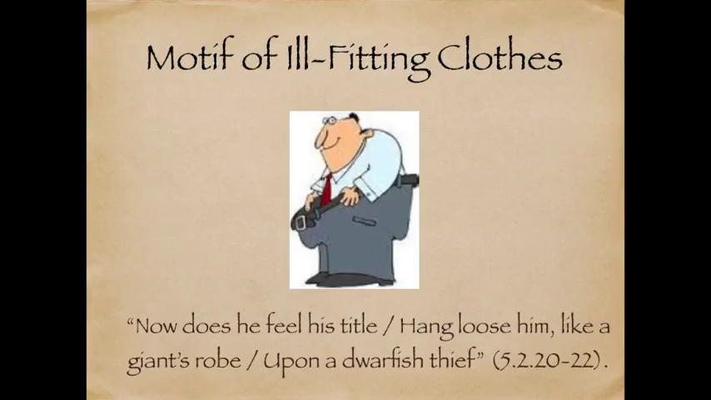Angus also continues the motif of ill-fitting clothing to represent how Macbeth is unsuited for the kingship. "Now does he feel his title hang loose about him like a giant's robe upon a dwarfish thief."